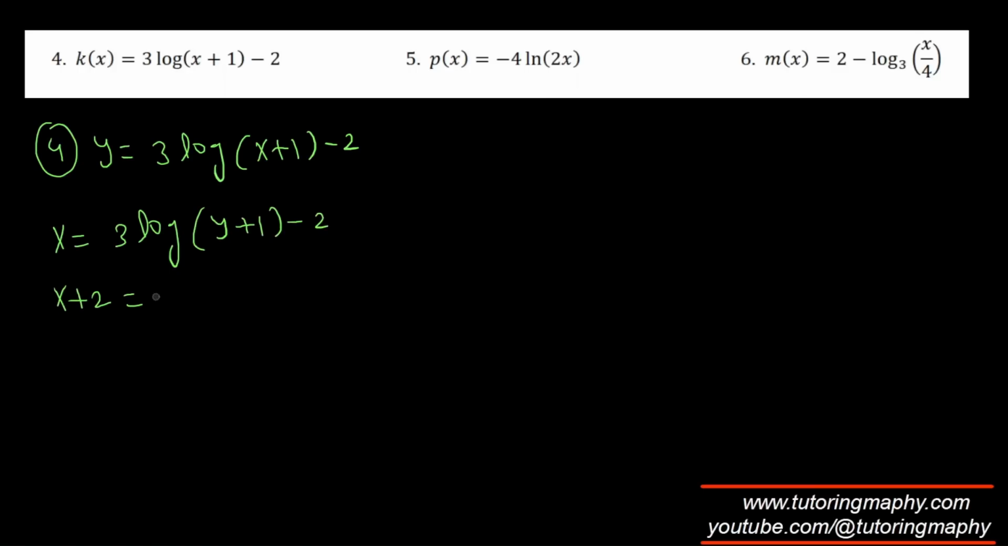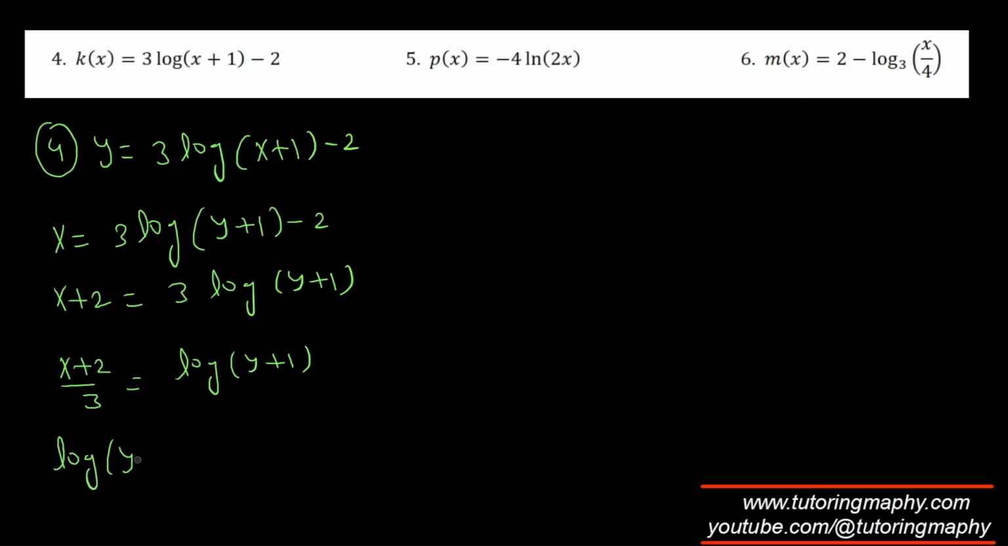Adding 2 to both sides, x plus 2 is equal to 3 log of y plus 1. Dividing both sides by 3, x plus 2 over 3 is equal to log of y plus 1. Flip the equation, so log of y plus 1 is equal to x plus 2 over 3.